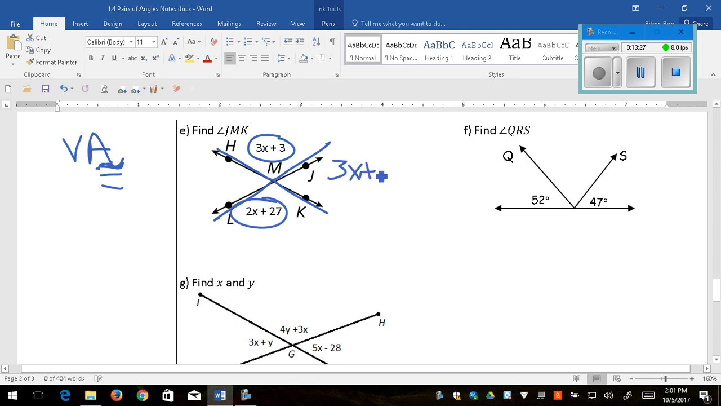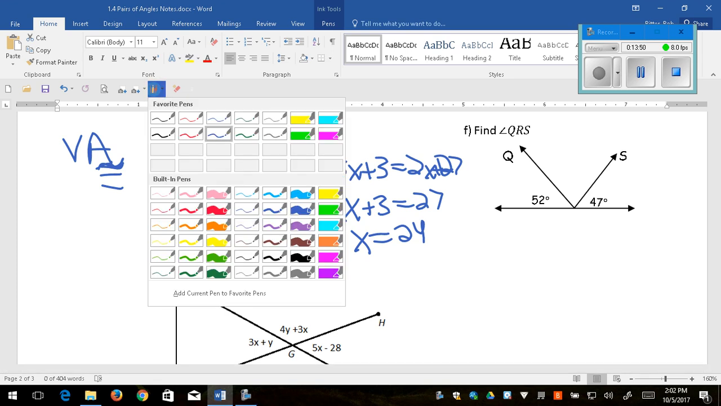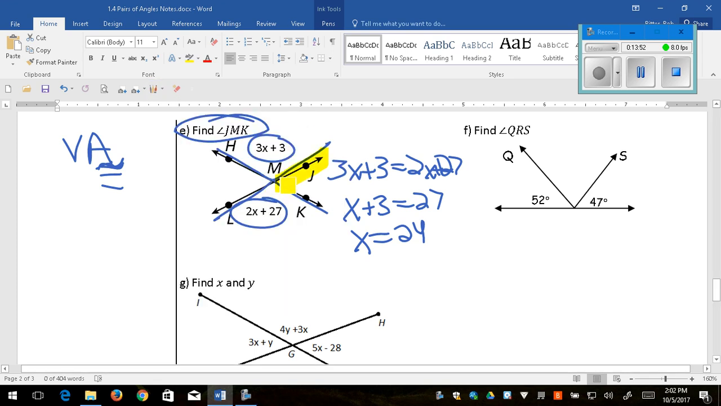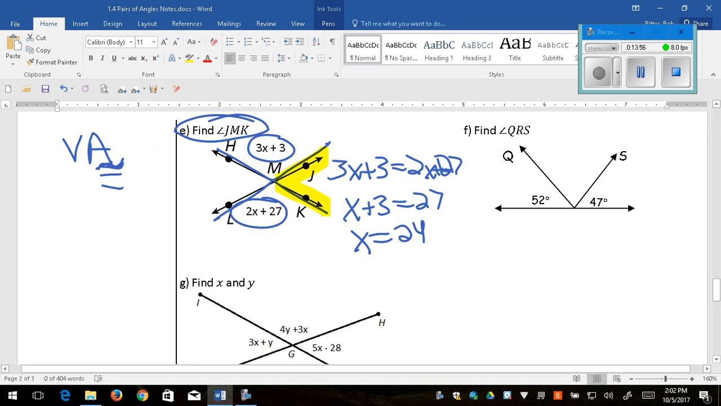So we set these two expressions equal. 3x plus 3 equals 2x plus 27. We get our variable to one side. We subtract 3. X is 24. They did not ask us to solve for x. They asked us to solve for JMK. Angle JMK is not an angle that they gave us an expression for, unfortunately. However, angle JMK is a linear pair with one of the angles that they gave us.